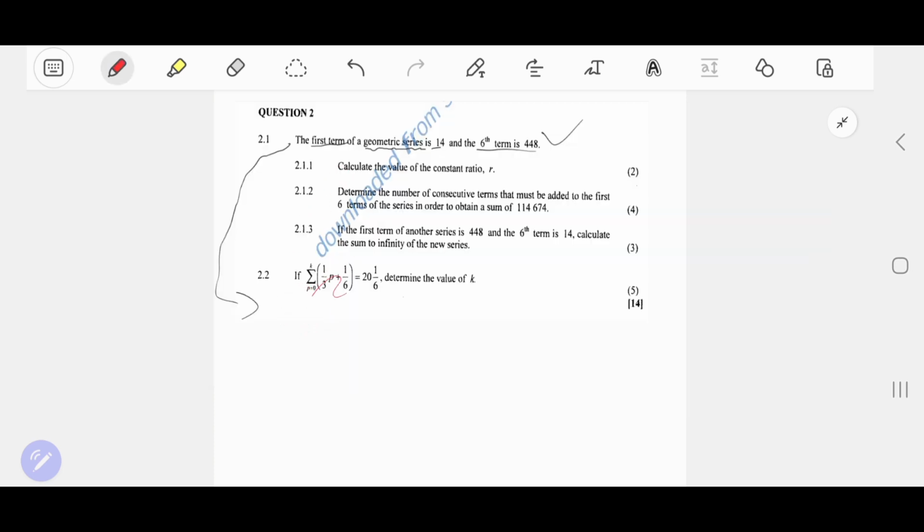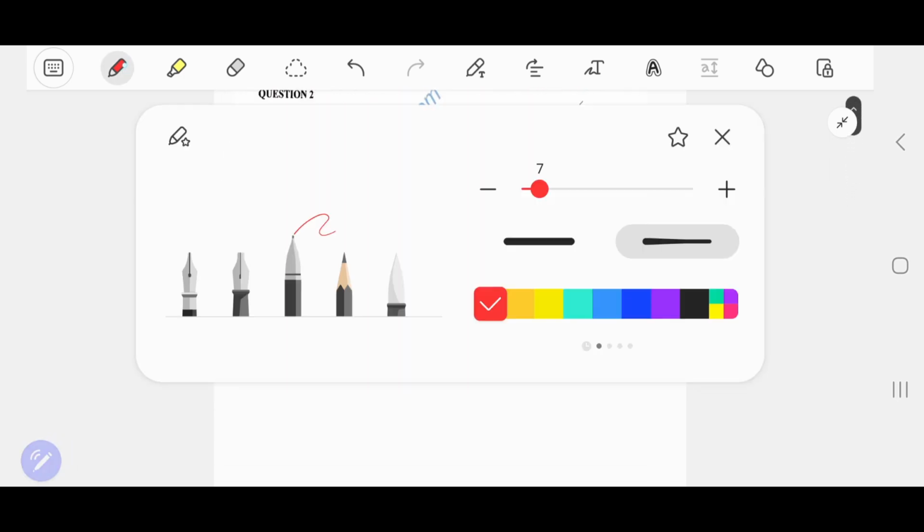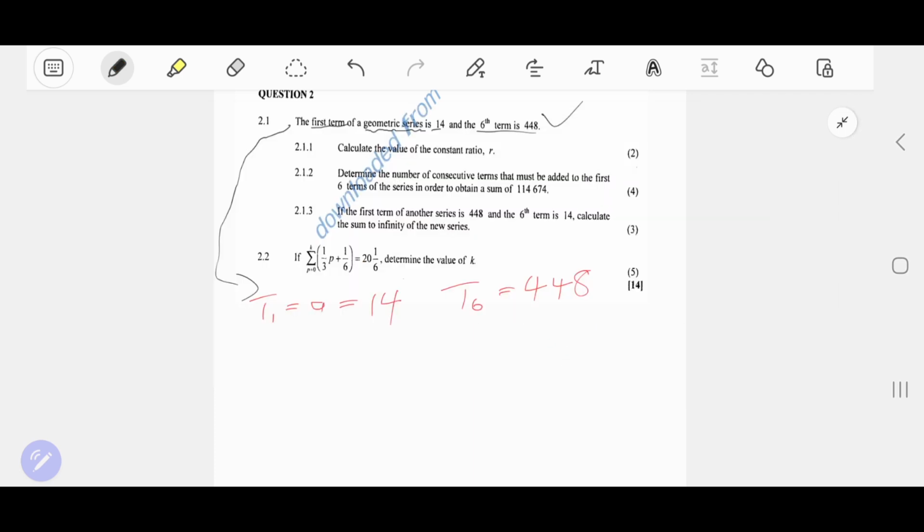It says that we have our first term, which is term number 1, equal to a. It's given by 14. And then we're also given that our sixth term is given by 448. Are you with me? So this is what we are given, people.